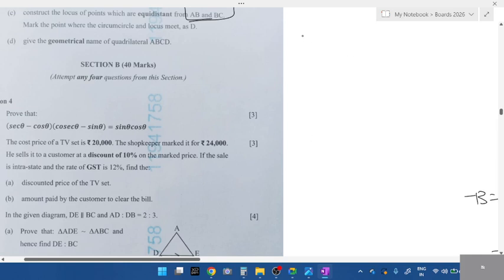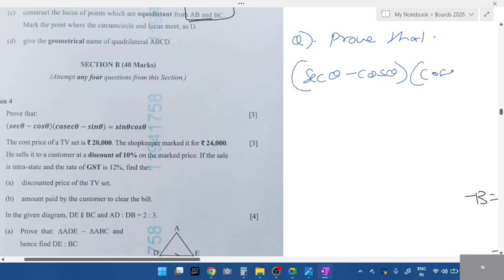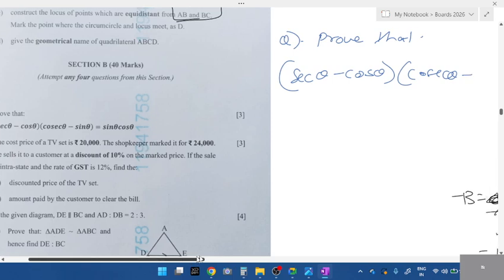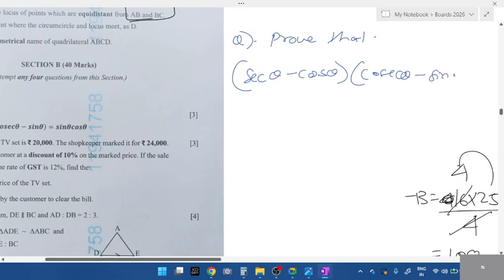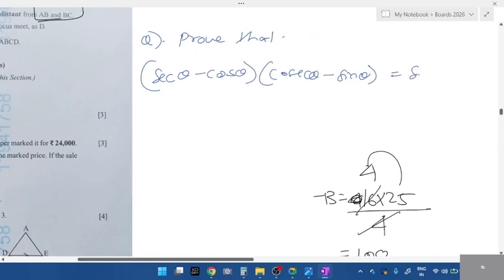Look at the fourth one. Prove that sec theta minus cos theta into cosec theta minus sin theta should be equal to sin theta into cos theta.